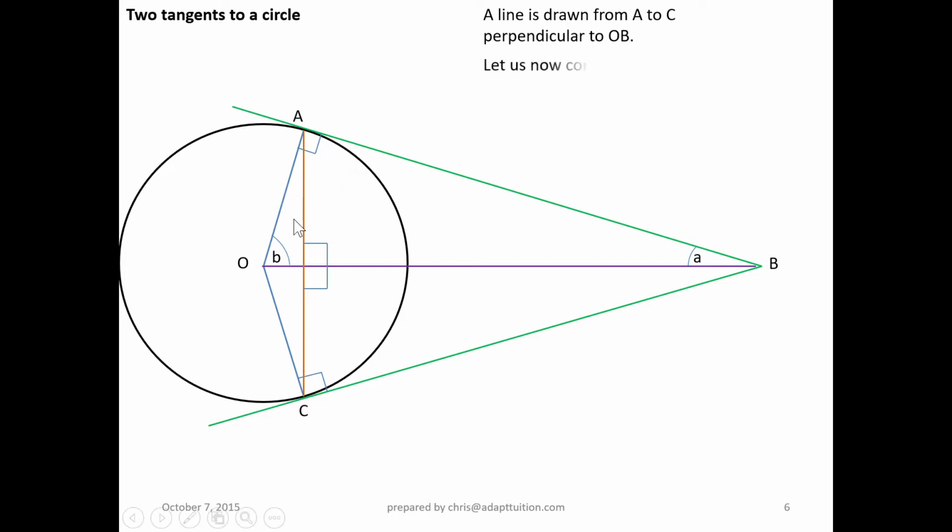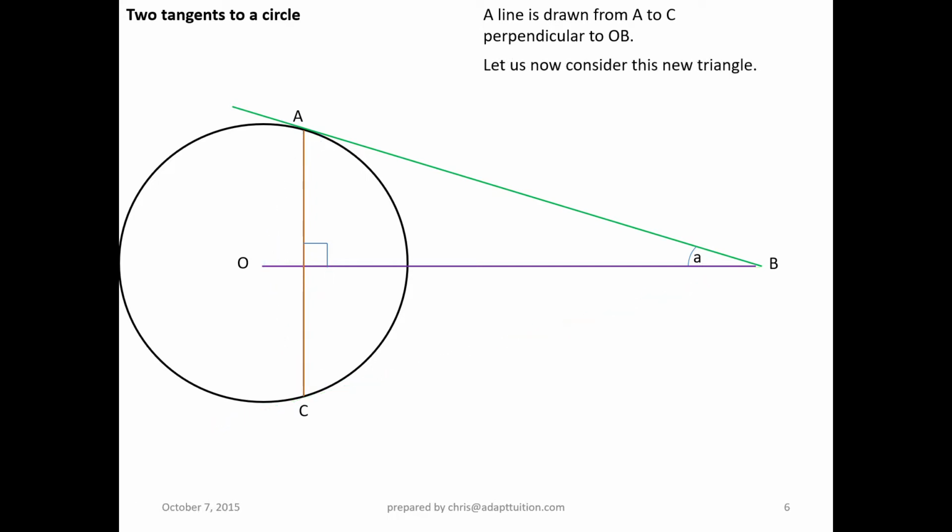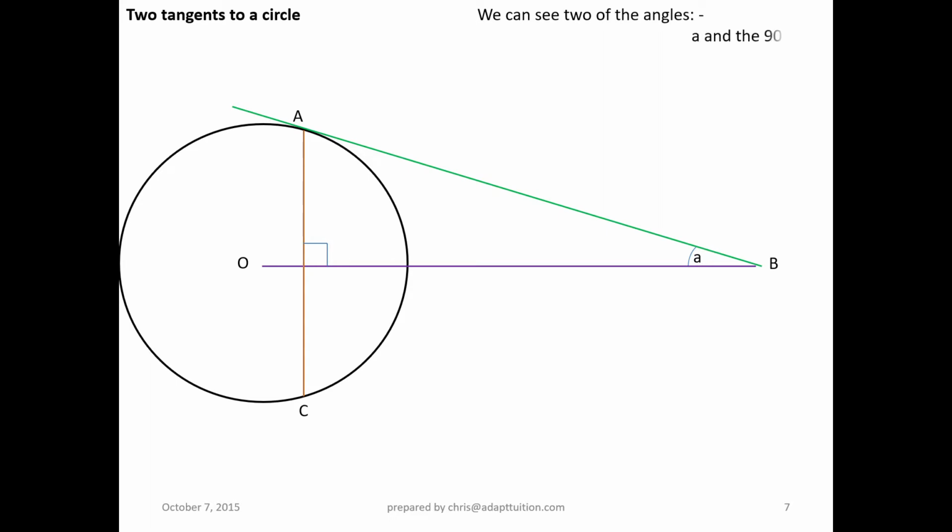Alright, so we're going to consider this new triangle. Some lines disappeared on the board. So we have this triangle here with some sides that don't stop at the vertices. We can see two of the angles, A and the 90 degrees.